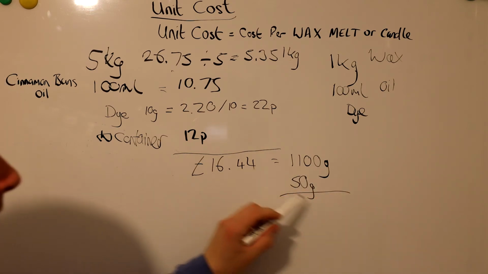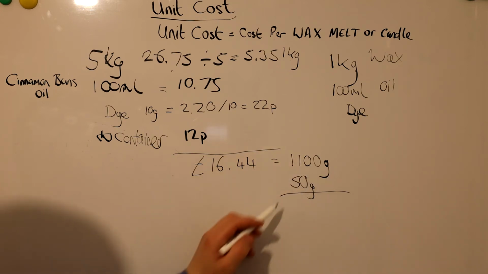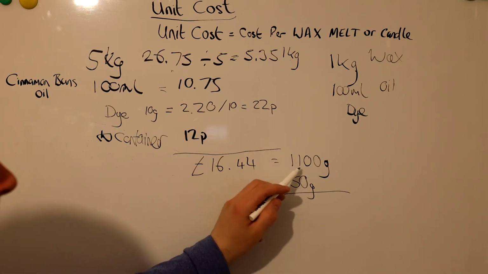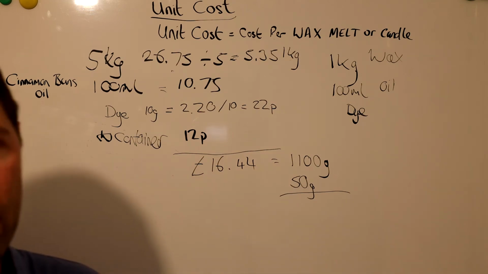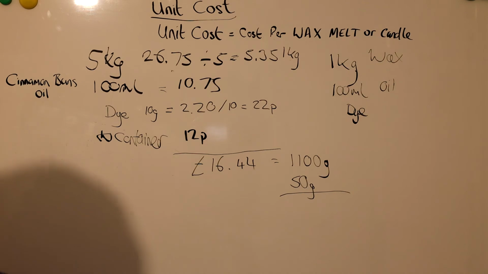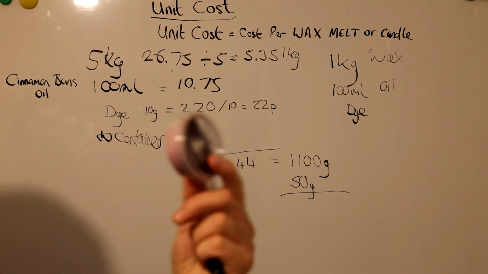How many wax melts do we get out of 1,100 grams? So you divide that 1,100 by 50 grams. That will tell us how many 50 gram wax melts we're going to get out of there. So if you make wax melts in the snap bars, that's roughly 50 grams. If you make it in these circular pots here, as long as you're filling right to the top, that's roughly 50 grams.